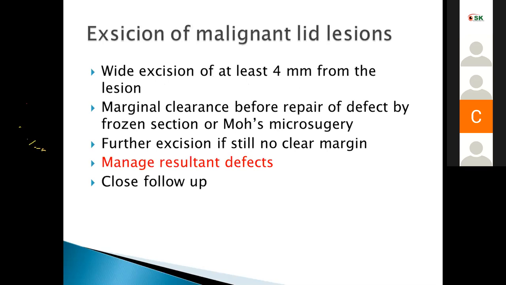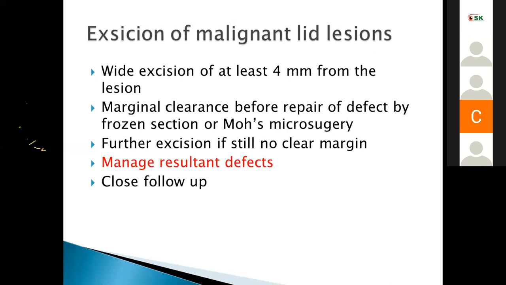Because repair of a defect can be a very complex procedure, and it will be very bad to repair and then, when the histology comes, be told the margins are not clear, so you have to revise. Revision after repair will have to be like a fresh excision with margin, so you're going to lose even more. The ideal, and this is what people do in an ideal situation, is a frozen section or Mohs microsurgery.